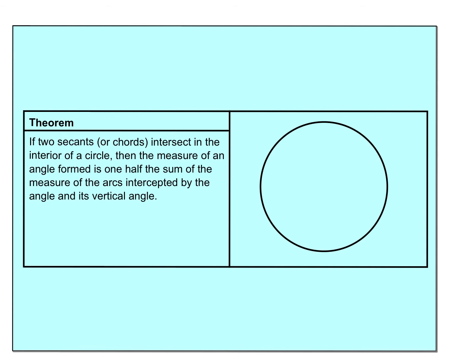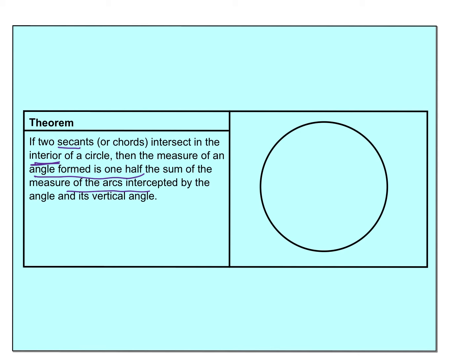So now, here's the idea that we want to talk about. All right, so if I've got two secants or chords, and they intersect on the interior of a circle, so they're on the inside, the measure of the angle is half the sum of the intercepted arcs.